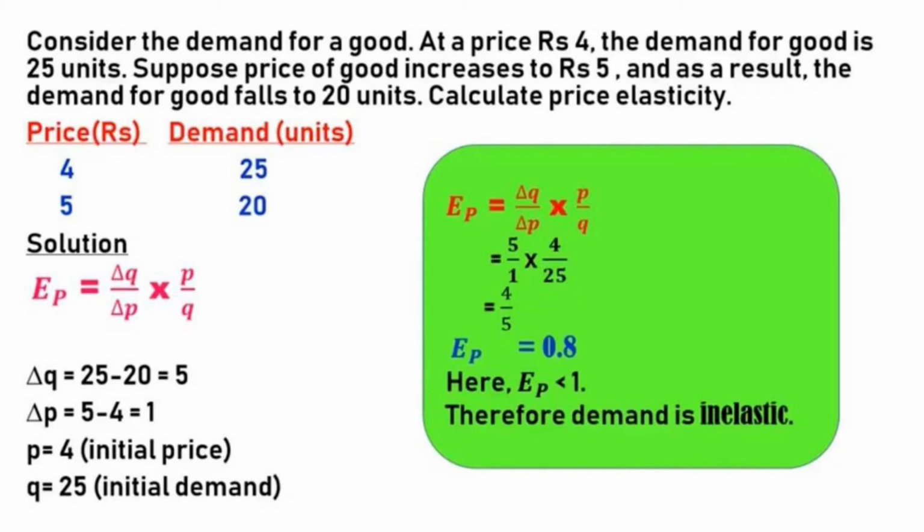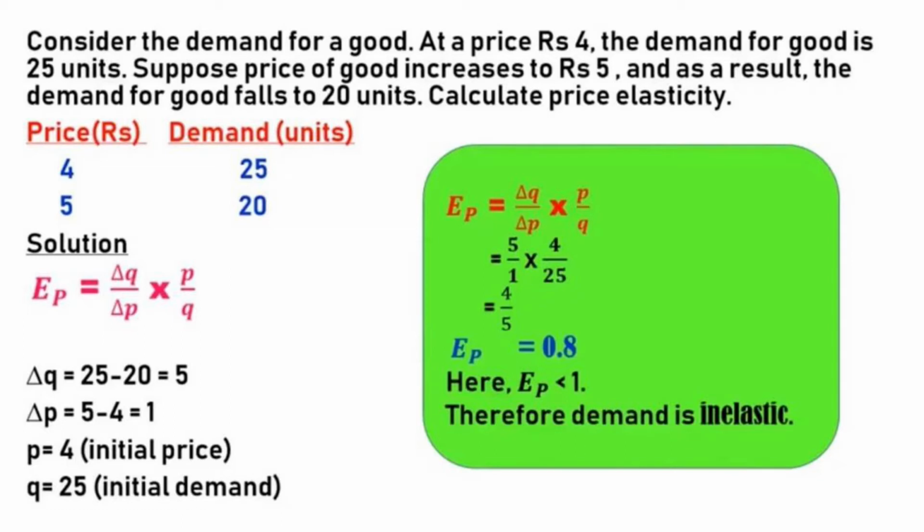You have to write price and demand. When the price was 4, the demand was 25. Even a slight change in the price, you can see the quantity demanded will have variation. When the price of the good was rupees 4, the demand was 25. Now when the price has been increased to 5 rupees, the quantity demanded has been reduced by 5 units, so it has been reduced to 20.